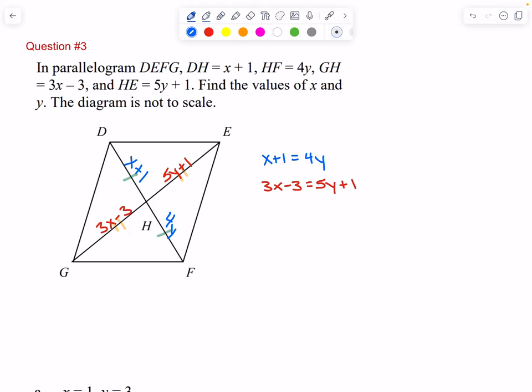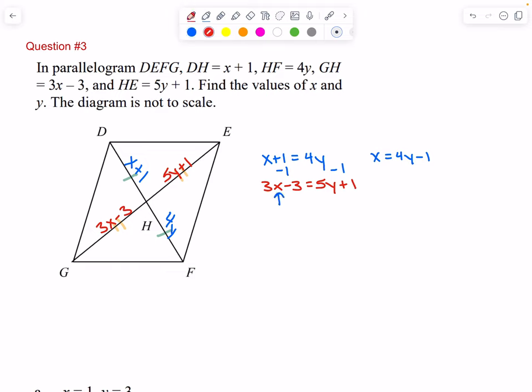So something we can do in math is solve for a variable and then plug it into the other equation. It's called a system of equations. So all I'm going to do is take the one that looks easiest. So the first equation looks easiest to get x by itself quickly because I can just subtract 1. So then I get x would be equal to 4y minus 1. And now I can put x in terms of y. So right here I'm going to plug that in.